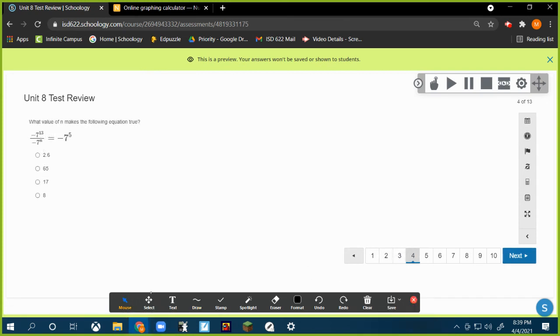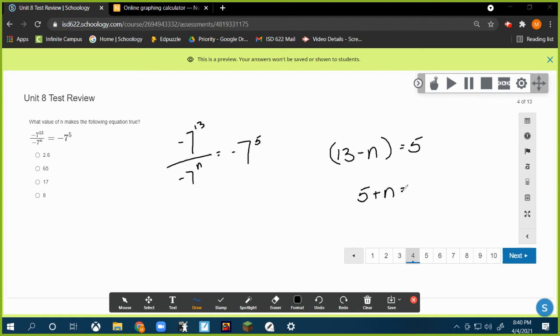Let's try number 4. We're trying to figure out what does the value of n equal. You have negative 7 to the 13th over negative 7 to the n equals negative 7 to the 5th. So that means we know that 13, and quotient rule says we're subtracting, equals 5. 13 minus n equals 5. You could also say opposite here. What plus 5 equals 13? You can do either way. Well, 5 plus 8 equals 13.